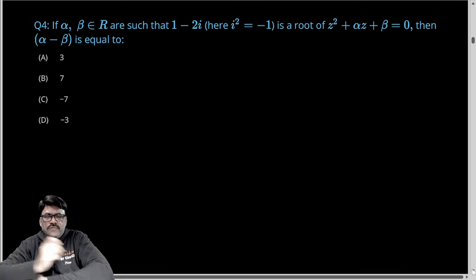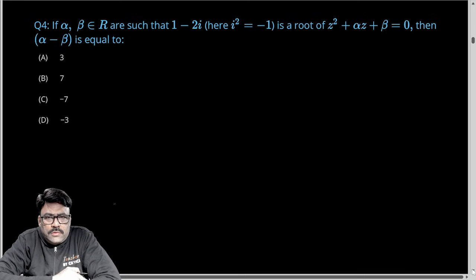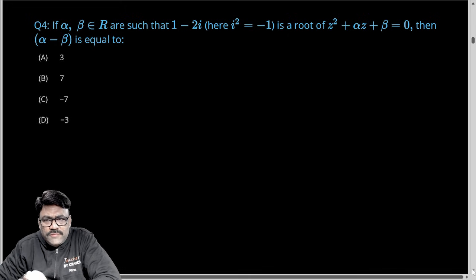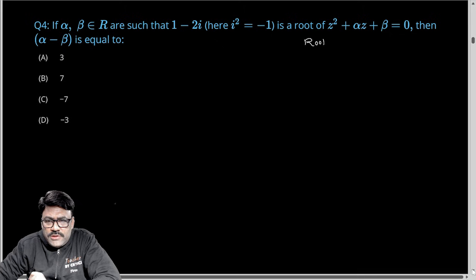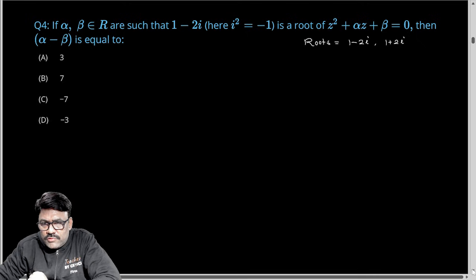See this question. This is from quadratic and a little bit of complex numbers. 1 minus 2 iota is a root of this quadratic. Then you have to get alpha minus beta, and alpha, beta are real numbers here. As alpha, beta are real numbers, coefficients are real. So hence imaginary roots always occur in conjugate pairs. Means if one root is 1 minus 2 iota, I'm sure that the other root will be 1 plus 2 iota. So you can say that the roots of this quadratic are 1 minus 2 iota and 1 plus 2 iota.